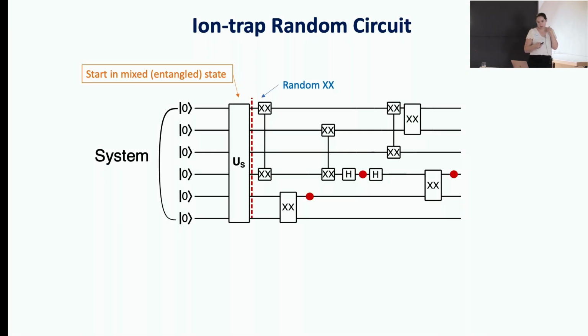Okay, so the first thing to do is replace those random unitaries with random XX gates on any pair of ions. And so now this is our system of ion qubits. We do some kind of scrambling so that we can start in a mixed state, and then this is the beginning of the evolution.